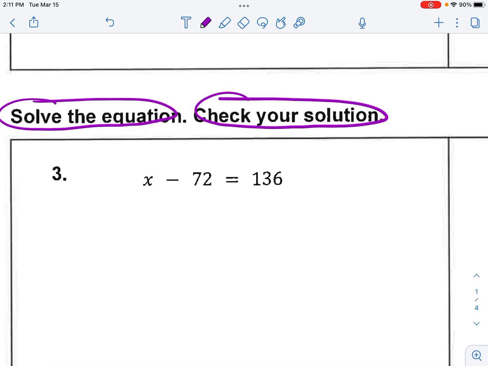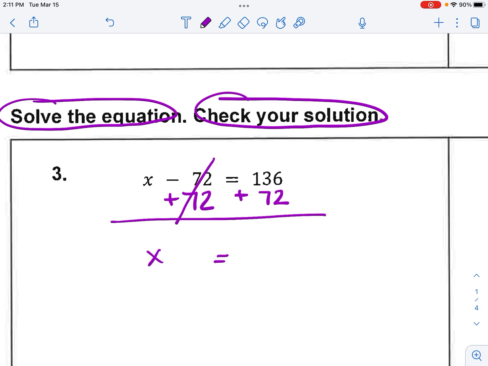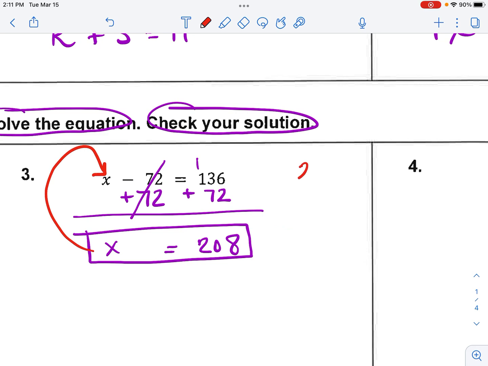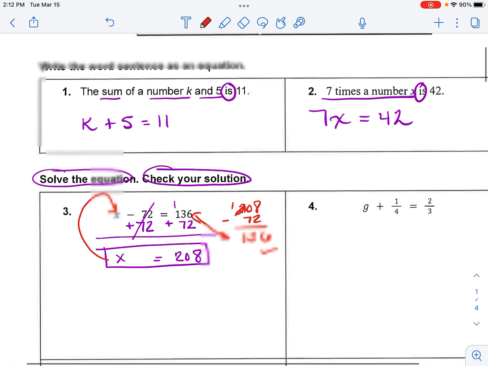Number 3 says x minus 72. To get x by itself, you're going to do the inverse and add 72 to both sides. Show your cancellation and solve on the right. We should get 208, and then we need to check it. We just said that this x is 208, so we're going to substitute it back in. 208, we're going to subtract 72. And we get 136, so it checks out.